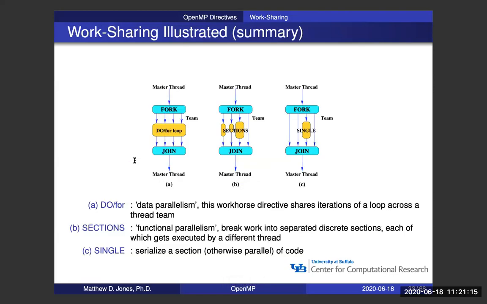And then just to go back to my cartoon picture for how we started this, the do for is a data parallelism approach, right? We're going to attack a highly compute-intensive loop inside our code and parallelize that. Sections is more of a functional approach to this, right? Break the work into separated discrete sections, each of which will get assigned a different thread. And then single is the serialization operation.